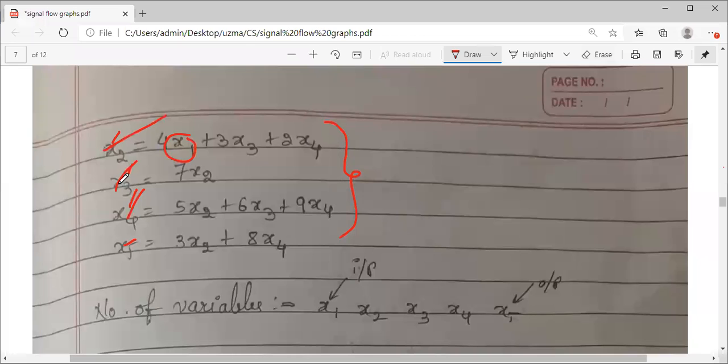Yes, taking this example, how many nodes are there? Identify x1, x2, x3, x4 and x5. There is no x6. So totally 5 nodes are there. So what you need to do? You have to mark the 5 small bubbles, x1, x2, x3, x4, x5. Mark it, and the extreme leftmost is your input, the extreme rightmost is your output.